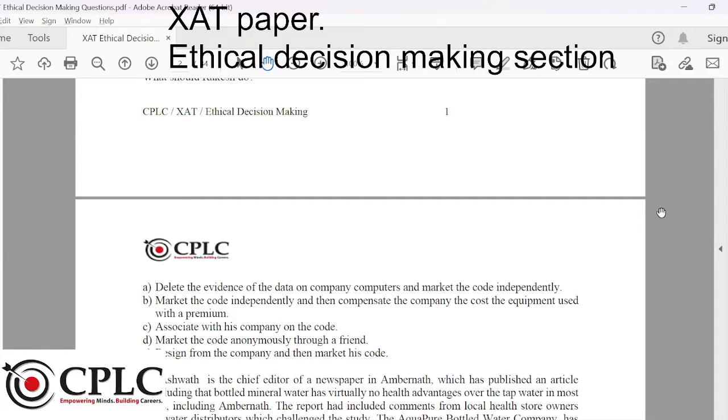So you are left with B or C. Now, compensating the company without telling the company is not ethically correct. So instead of going for B, C will be the more ethically correct option: associate with his company on board. So he can talk with managers, VPs, etc. And he can associate with his company on the code. Okay, so C will be the correct answer for this question.